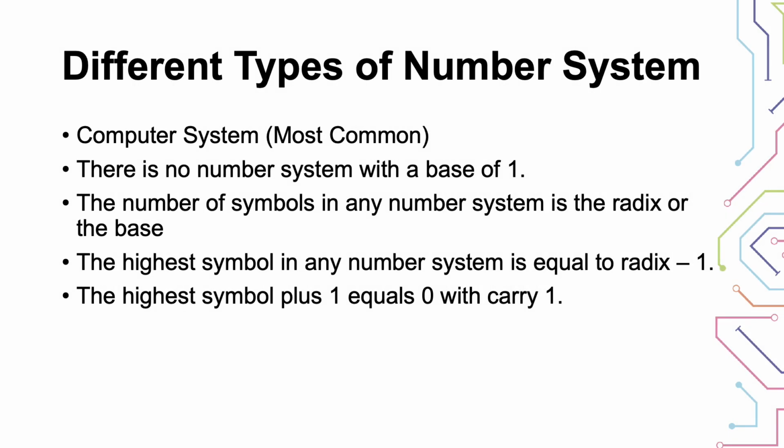Now, we were going to discuss the language that digital systems use. And there are different types of number systems. The computer system uses digital signals, and there is a computer language, a digital space.